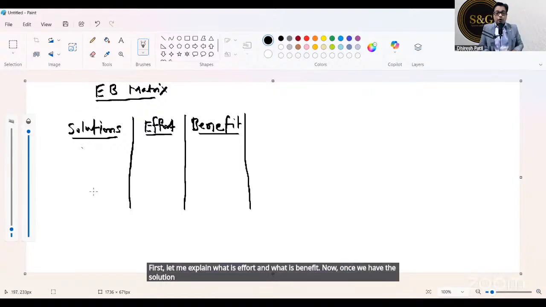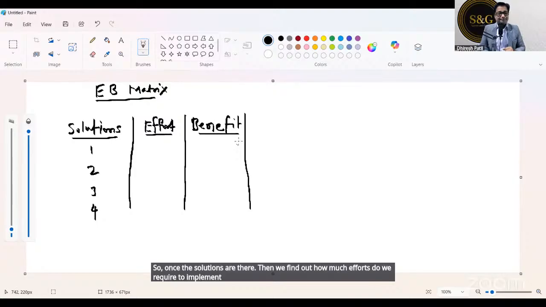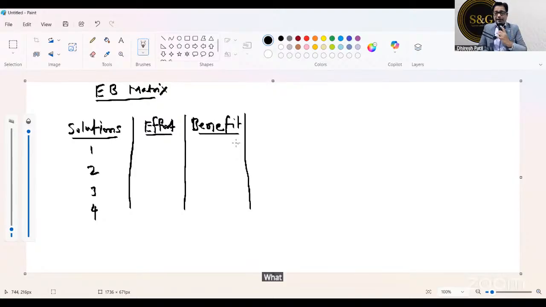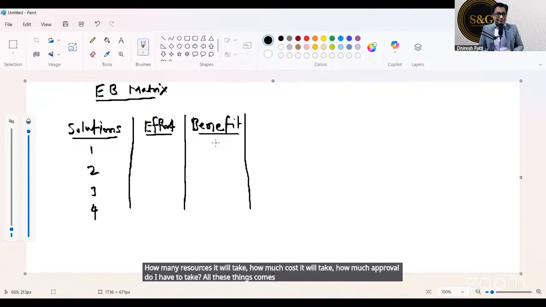Now, once we have the solutions, let's say 1, 2, 3, 4, these are various solutions we have identified from SCAMPER and other brainstorming topics. Once the solutions are there, we find out how much effort we require to implement those solutions. What do you mean by effort? Effort meaning how much time it will take, how many resources, how much cost, how much approval do I have to take. All these things come into effort. And then comes benefit.